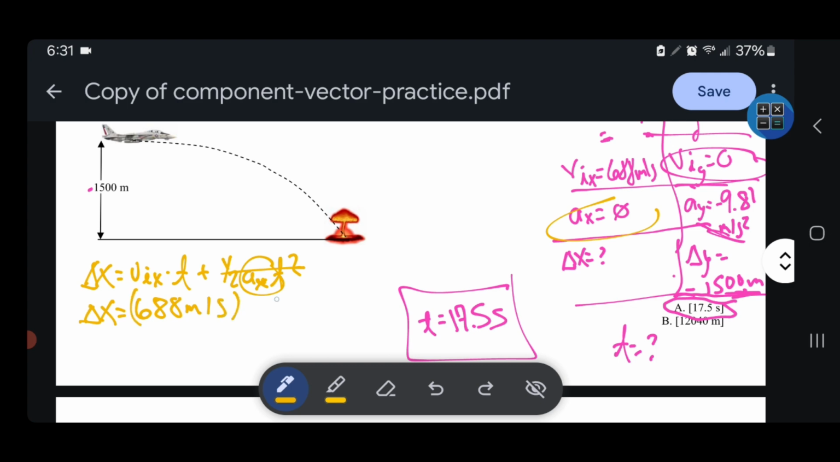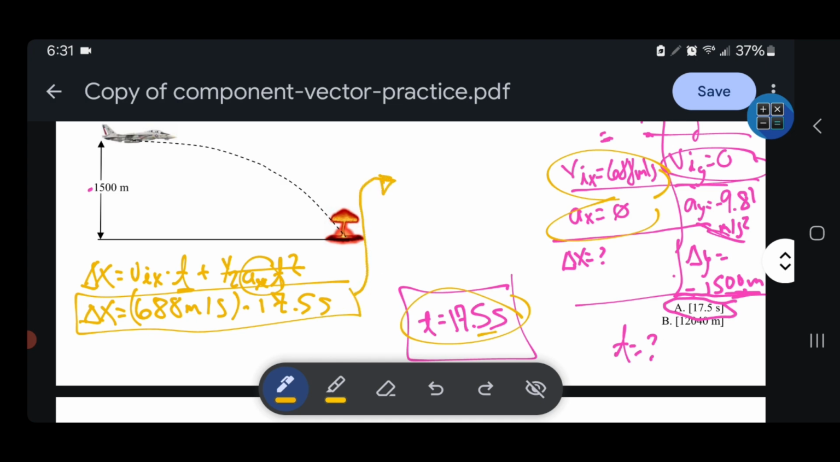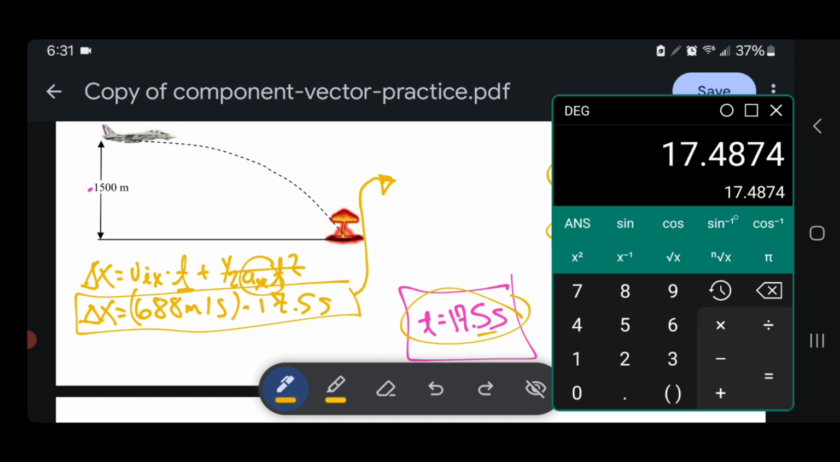Remember, time being a scalar means it's true in both. When you hit the ground in the x, you also hit it in the y. That's why it's the same. Plug it in, and you're going to take 688 meters per second times 17.5 seconds. Notice that your seconds cross off and you result in a unit of meters.